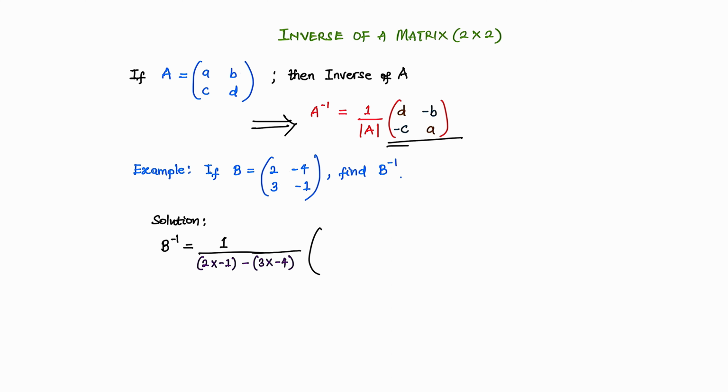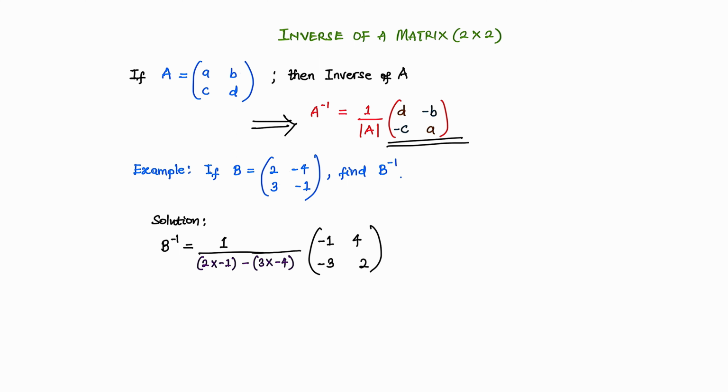To get this, we change the place of 2 and -1. So -1 goes up and 2 comes down. So the places are switched diagonally. So we have -1 and then we have 2 at the bottom here. At the second diagonal, we change the sign of 3 and -4. The sign of 3 is positive, so we change it to negative. And the sign of 4 is negative, we change it to positive. So -3 plus 4.